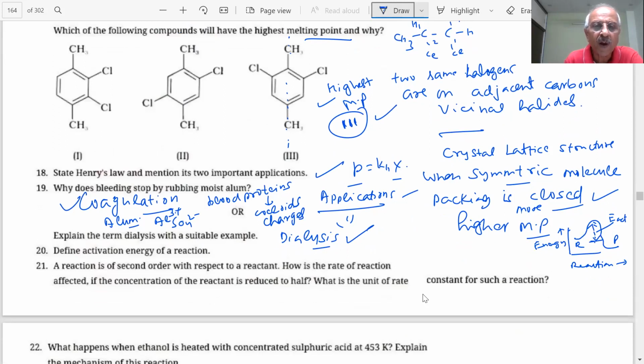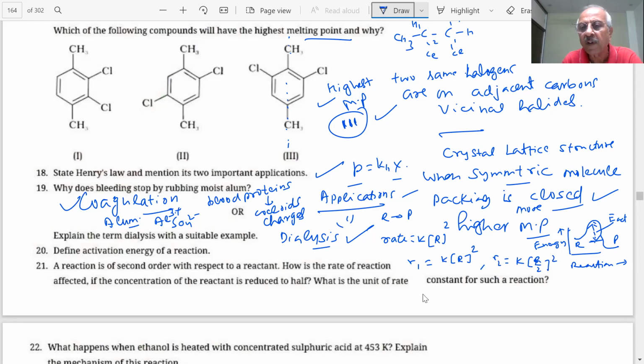The reaction is second order with respect to a reactant, student. That means what will happen to the rate? Second order means, student, if R goes to P, the order is 2. How is the rate affected, student, if the concentration is reduced to half? R1 is equal to K into R square, and R2 will be equal to K, which is a constant, into R by 2 the whole square.